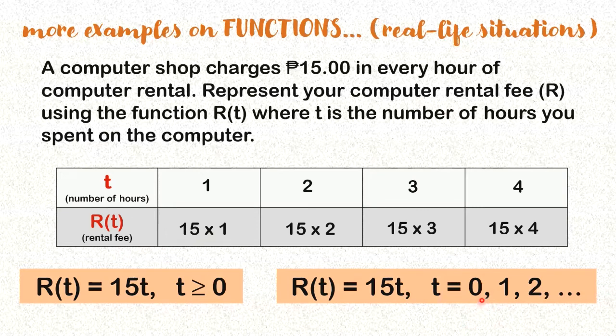Pag ganito nyo siya sinulat, kunyari ito, T is greater than or equal to 0, possible dito yung mga T is equal to 1.5 hours. So you simply multiply 15 by 1.5 hours. Yun yung babayaran mo as computer rental fee. Pero if you check our second representation here, wala ditong 1.5. Kasi ang meron lang dito, 0 at saka lahat ng counting numbers. We don't have 1.5 here. So it's up to you to check which one is applicable to the given problem.